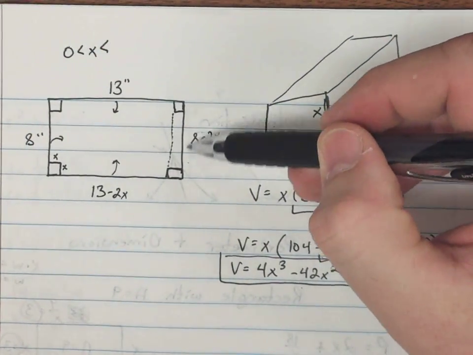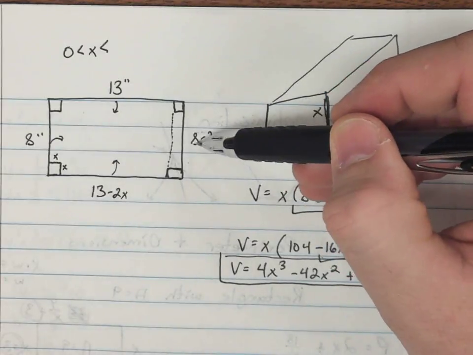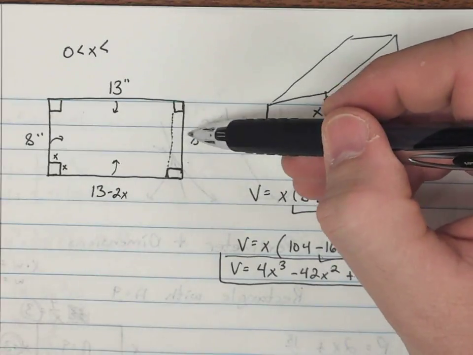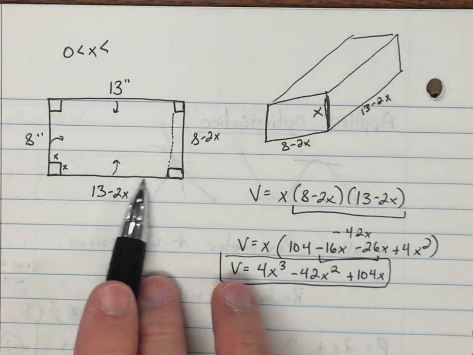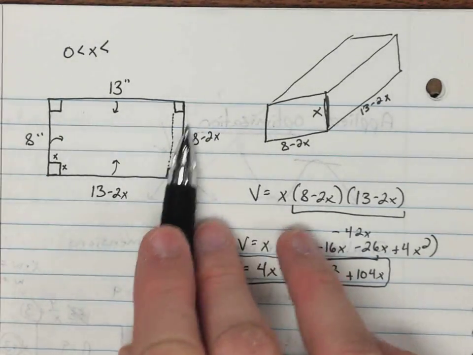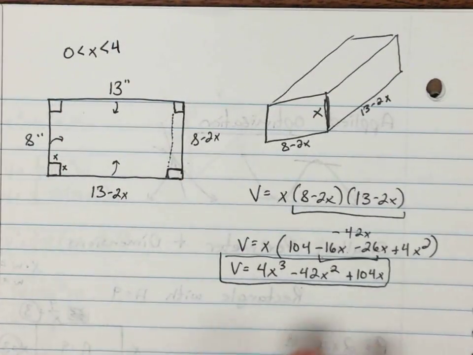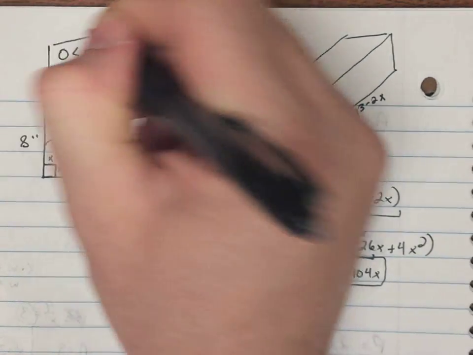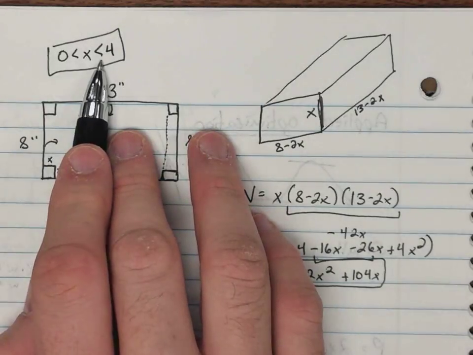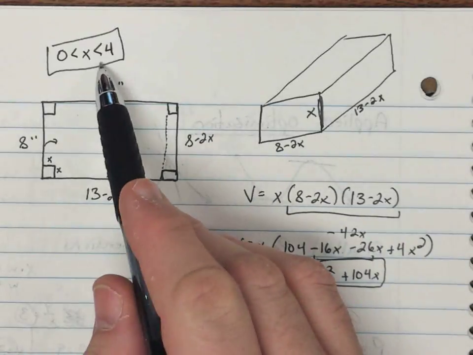Okay, look here. If X were 4 here, 8 minus 8 is 0. That'd mean you'd have a 0 width. So there's no way possible that X could be 4. X also can't be 6.5, but that's not going to come into play as long as we fix this. So X has to be somewhere between 0 and 4, not including 0, not including 4. That's my domain. That's the short interval where I've got to try to find a maximum volume.